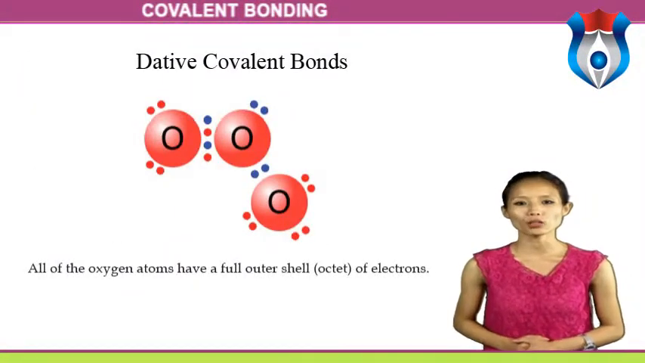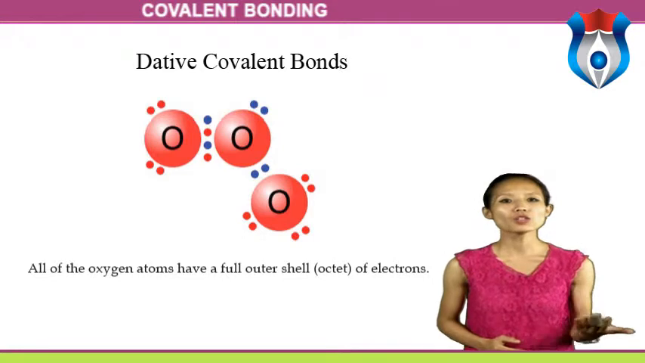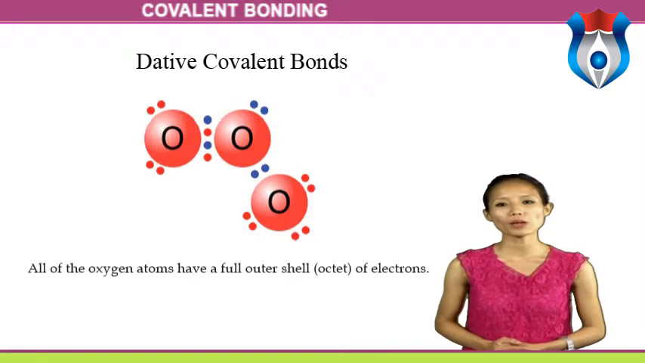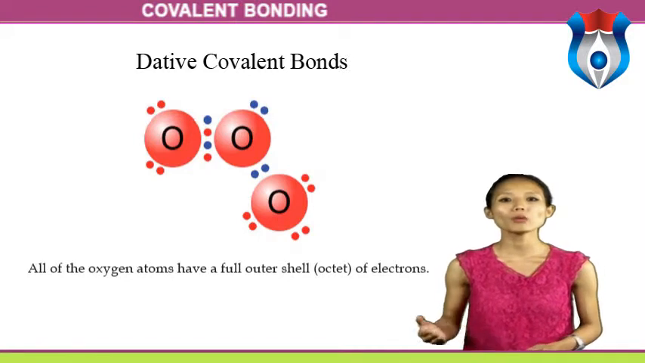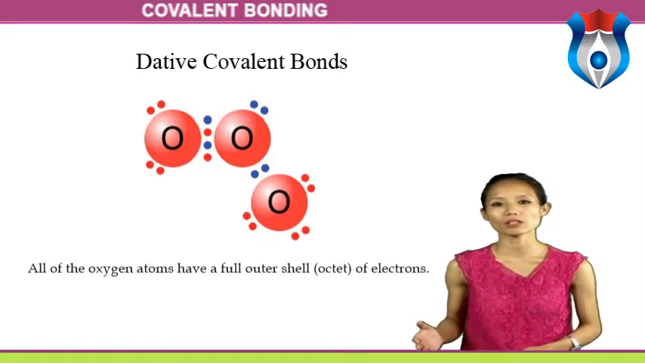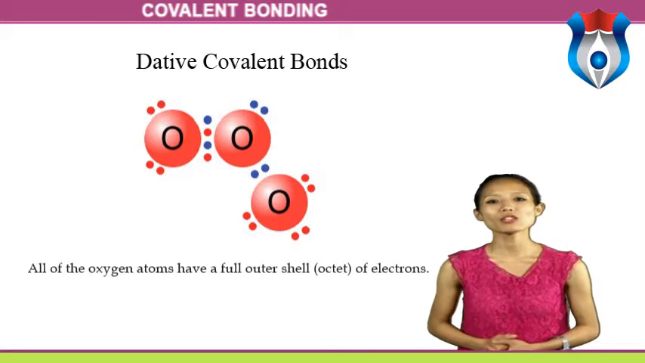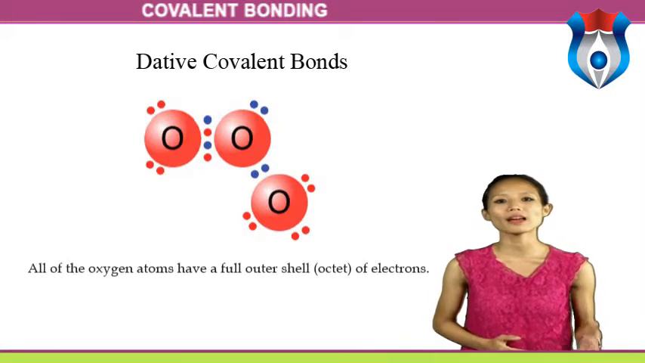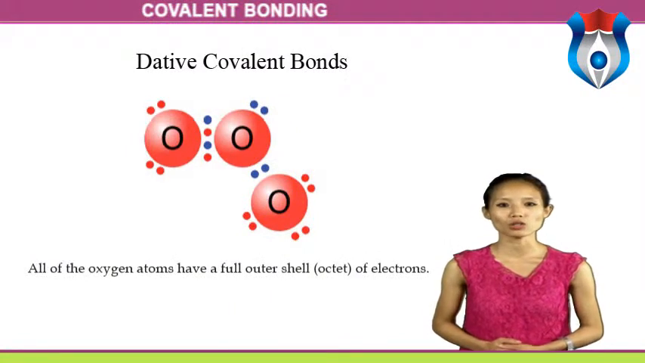Dative covalent bonds. Usually, the two atoms involved in a covalent bond provide 1 electron each to make the pair. However, occasionally, both of the electrons come from one of the atoms. In this case, the bond is said to be dative covalent. The fact that an electron pair is dative has no influence on the final structure.